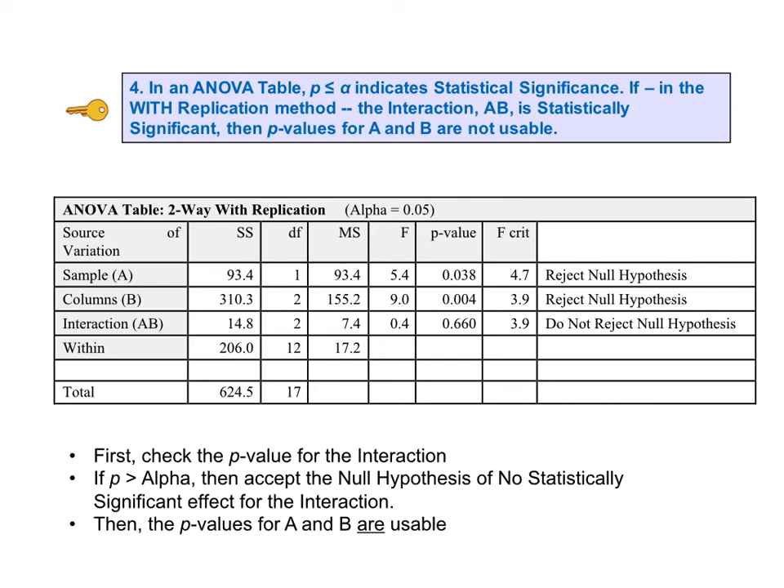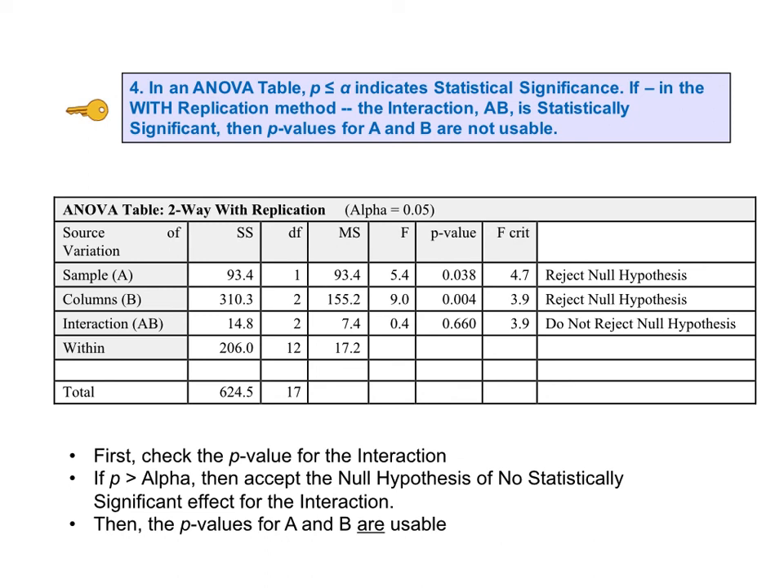In this example, the p-value at 0.660 is greater than alpha at 0.05, so we do not reject the null hypothesis. The null hypothesis of no statistically significant effect for the interaction is supported by the ANOVA analysis. Note that there are 3 different null hypotheses here. There is one each for factor A, factor B, and the interaction.